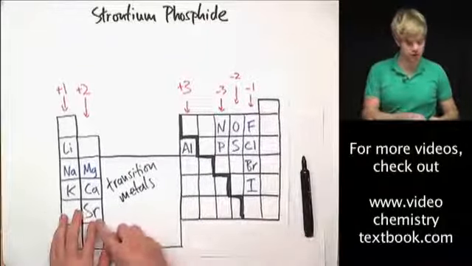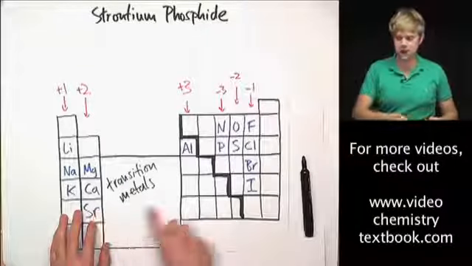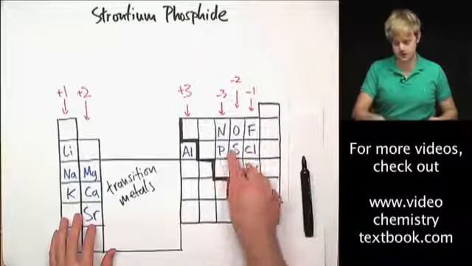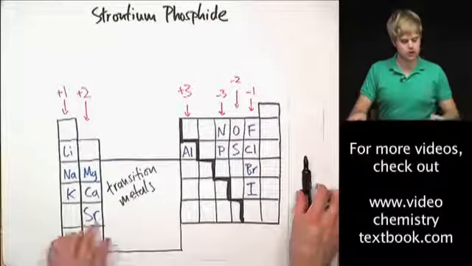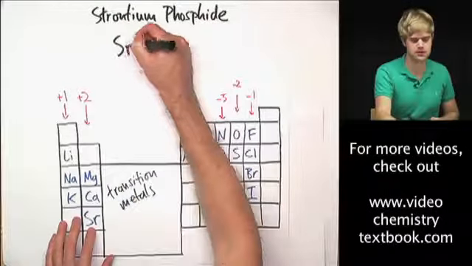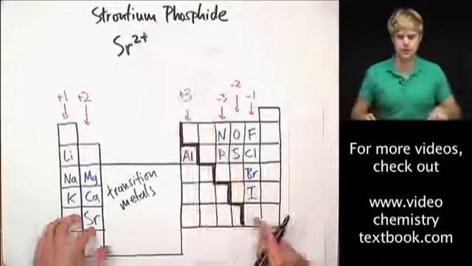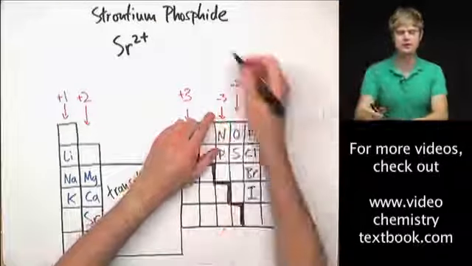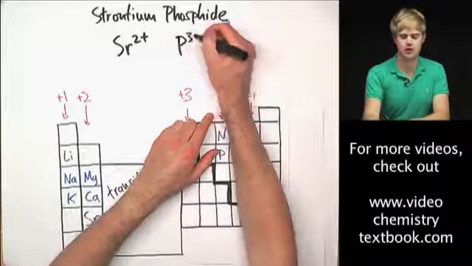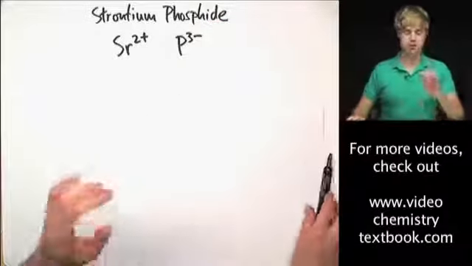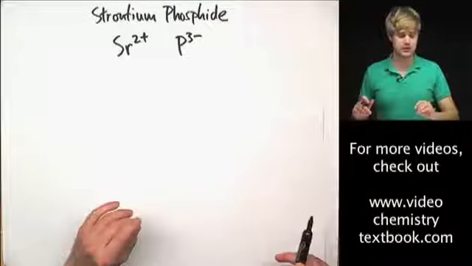And finally, strontium phosphide. Strontium Sr is right here. It's a metal. And phosphide is what we call phosphorus when it has a charge. So it's a nonmetal. Metal, nonmetal, charges are important. So strontium is in this column, which means that it's Sr 2+. Phosphide, phosphorus, is in this column, which means that it has a charge of 3-. This is like one of the examples that we did previously. Here's how we do it.